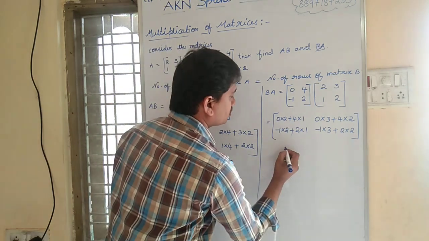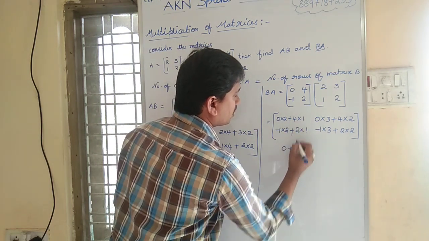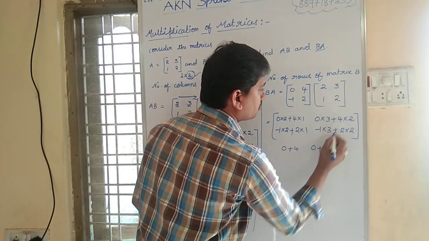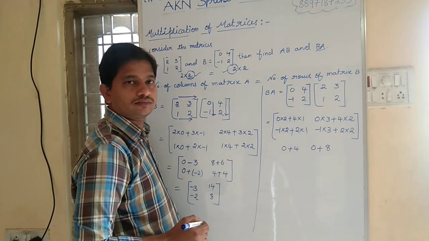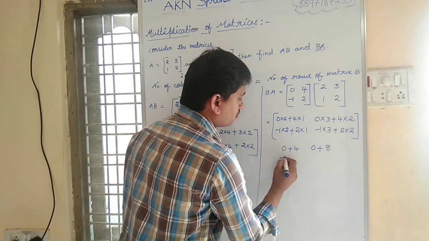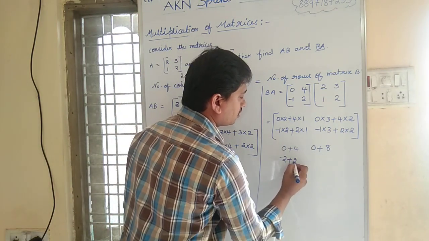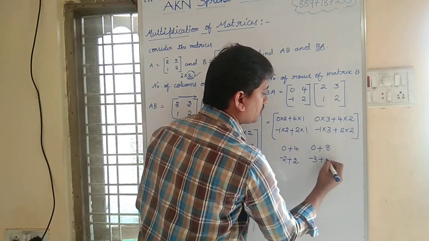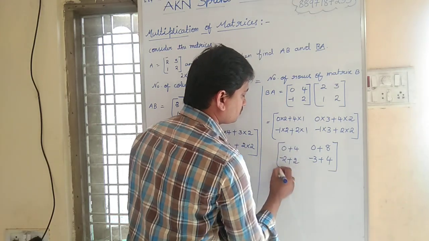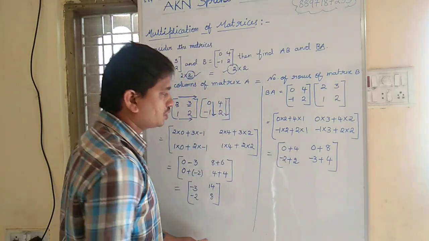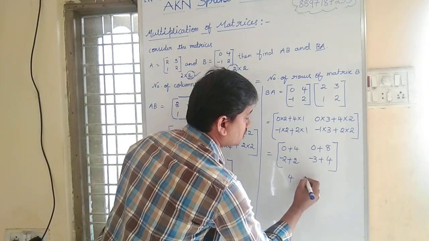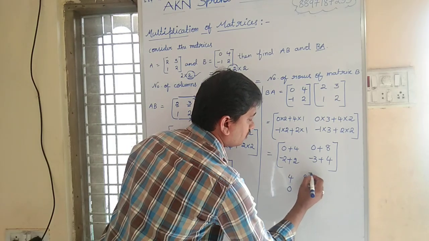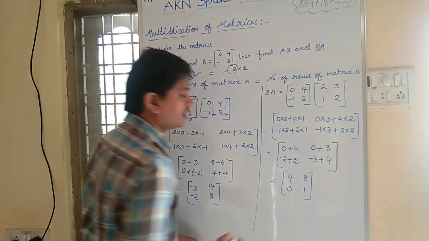So 0 into 2, 0, plus 4 into 1, 4. 0 into 3, 0, plus 4 into 2, 8. Minus 1 into 2, minus 2, plus 2 into 1, 2. Minus 1 into 3, minus 3, plus 2 into 2, 4. So 0 plus 4, 4. 0 plus 8, 8. Minus 2 plus 2, 0. Minus 3 plus 4, 1, children. So this is our BA.